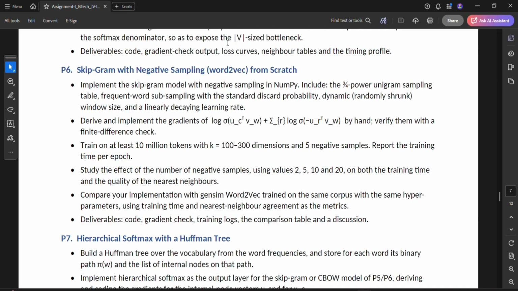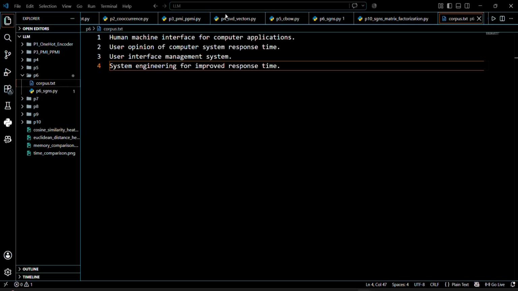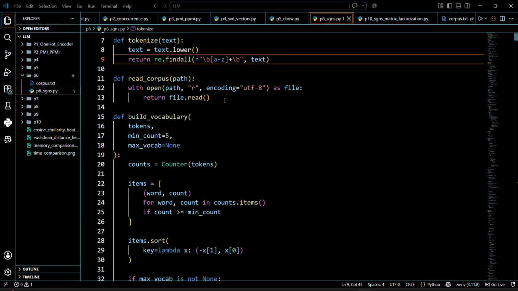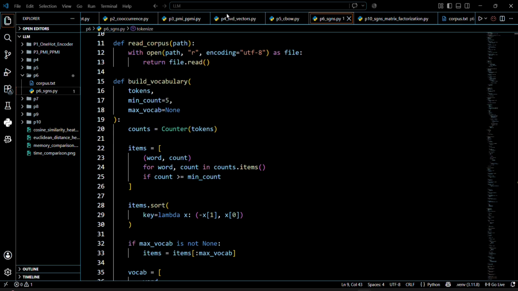First, I load the training corpus, tokenize it, convert the words to lowercase, and build the vocabulary using a maximum frequency cutoff. Each word is mapped to an integer index so that it can be used during training.